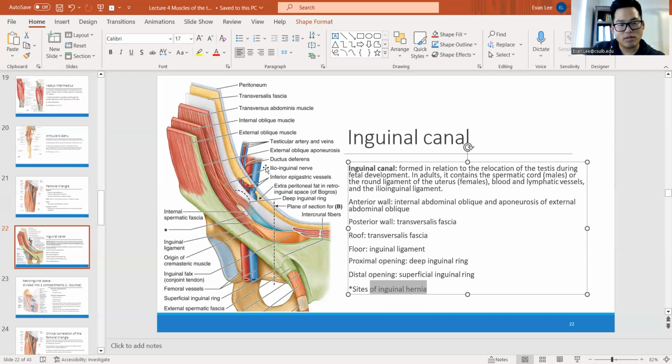So you can see two openings here, at least if you have a spermatic cord, the spermatic cord will travel through here, which is where you have a superficial inguinal ring on the outside, a deep inguinal ring on the inside, and then the inguinal canal is the actual space traveling between them.